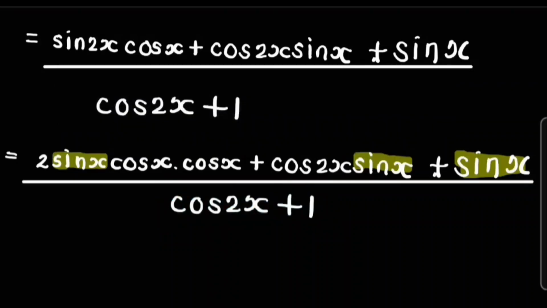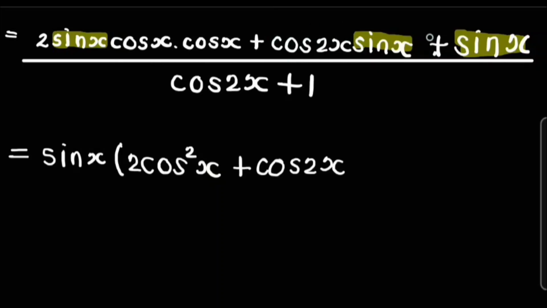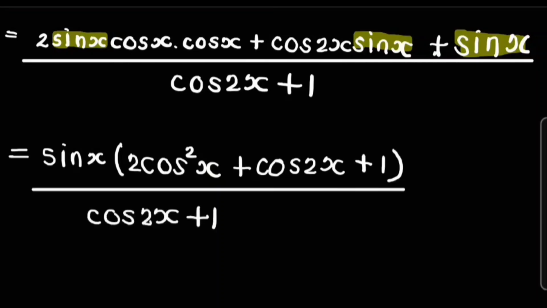So here's something important that you notice about your numerator. They all contain sine x. So I'm actually going to pull that out as a common factor. At the same time, what I want you to notice is that in your first term, if you take out sine x, you are left with 2 cos x times cos x, which we can just write as 2 cos squared x. Taking out sine x from your second term, you're left with cos 2x. And from your third term, you'll just be left with plus 1. I've kept the denominator as is for now.